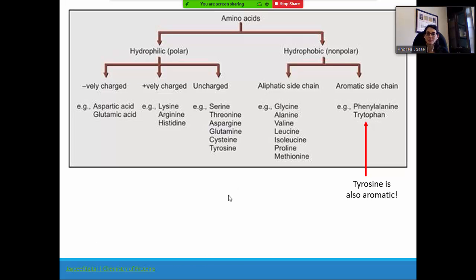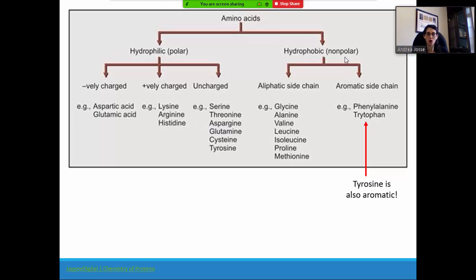Just for your reference, here is another schematic that further classifies these amino acids. So again, classifying them into hydrophilic or hydrophobic. The hydrophilic ones are polar, which means they can interact with water. Hydrophobic ones are not. And within the polar group, we have the negative and positive charge, so the ones that are acids or bases. And then we have the uncharged polar molecules, or amino acids, as you can see here.